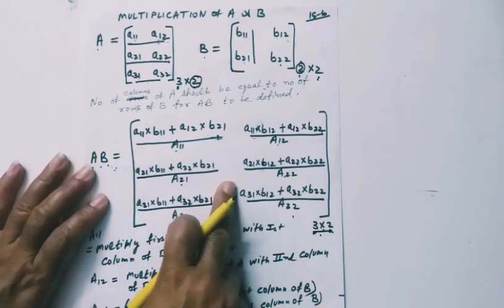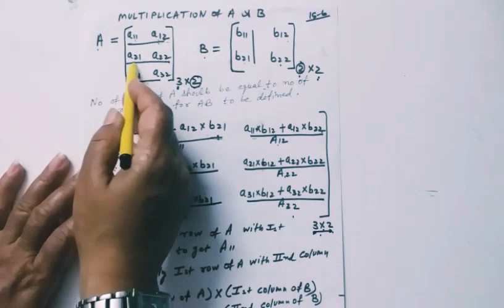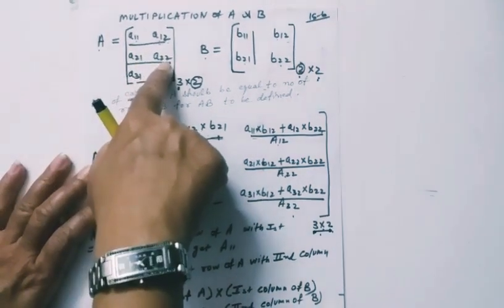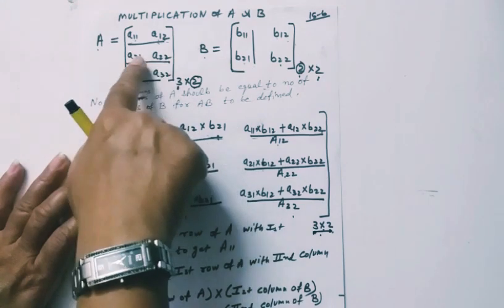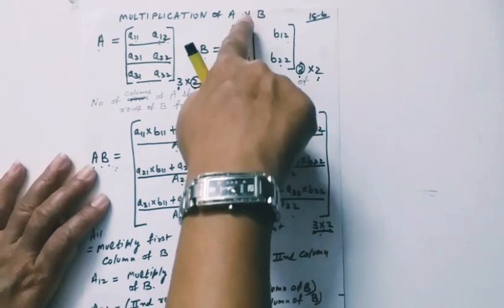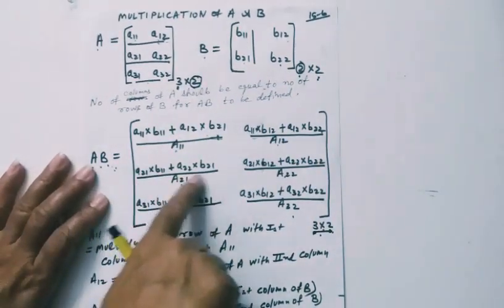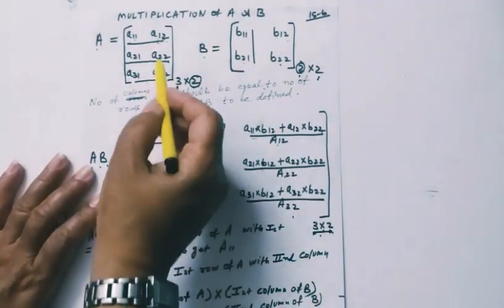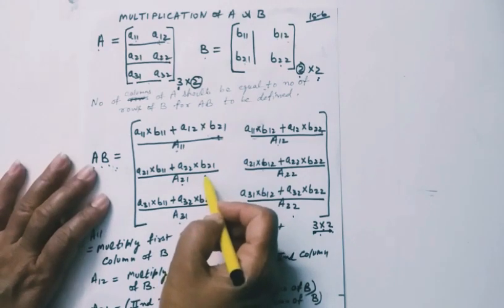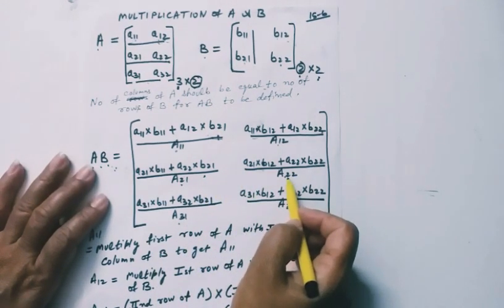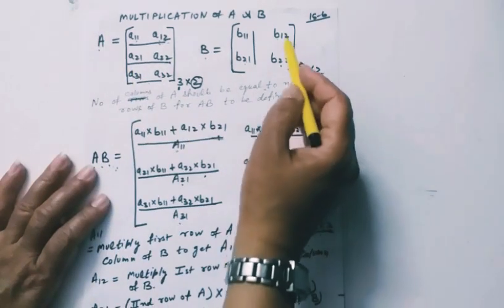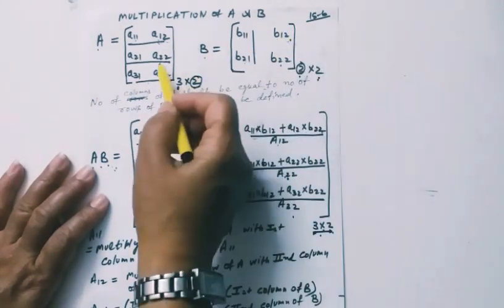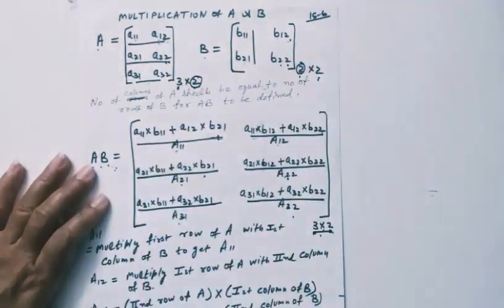For this second row, I have to take the second row of A. To fill the second row of AB, I have to take the second row of matrix A. So first I multiply the second row of A with the first column of B to fill the element A21. How do I multiply? A21 into B11 plus A22 into B21. Similarly, to fill this element, I will multiply the second row of A with the second column of B, that is A21 into B12 plus A22 into B22. Okay, this is also done.